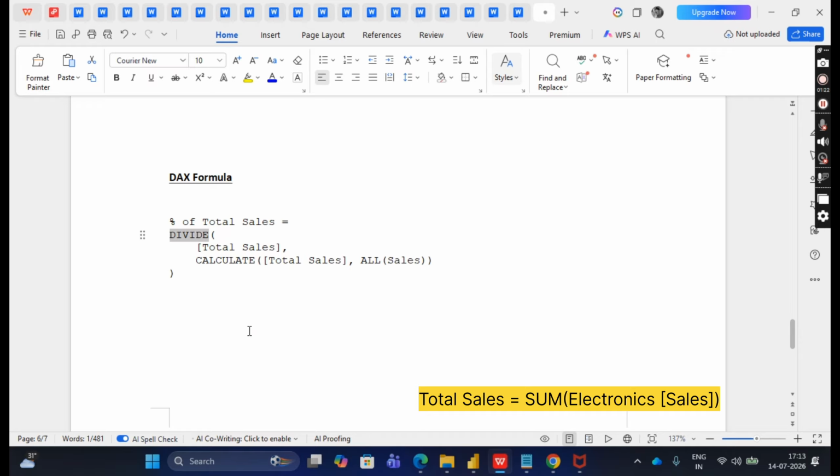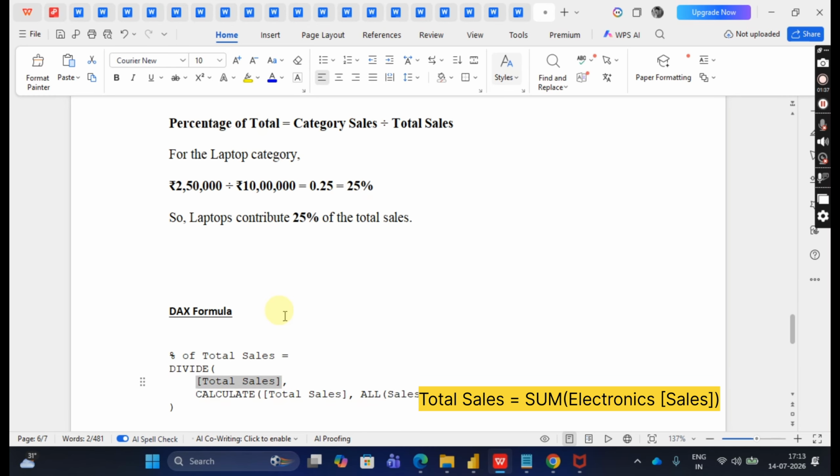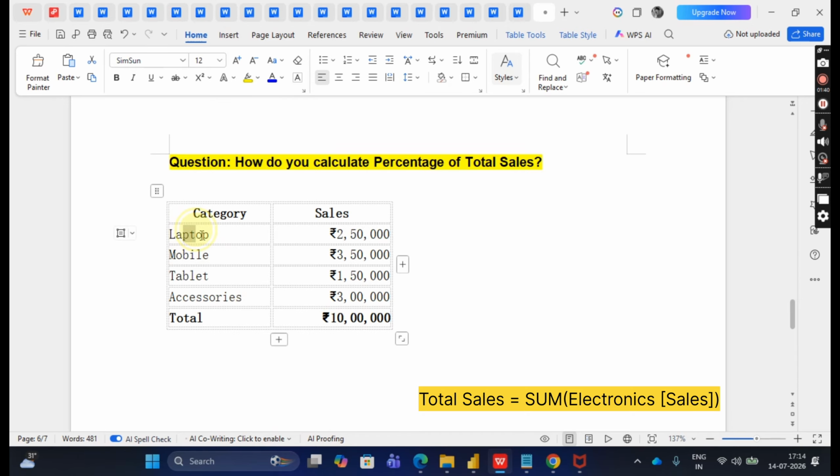In the next step, we will use the DIVIDE function because it safely performs division and avoids errors if the denominator is 0. So the total sales, this is the numerator. It returns the sales of the current category. For example, if you are looking at the laptop row, it returns 2.5 lakhs.